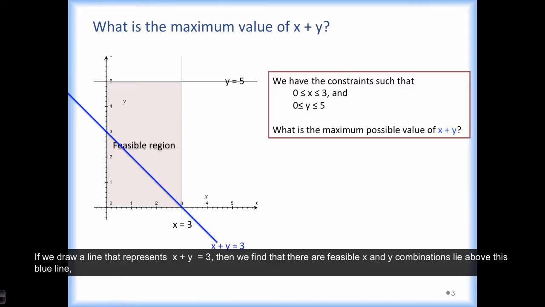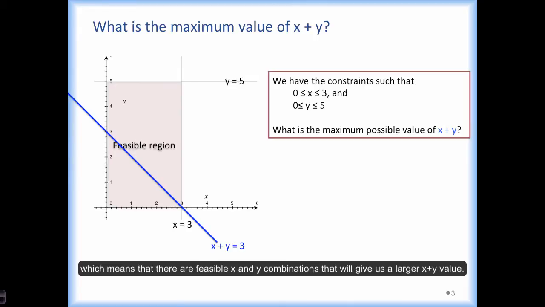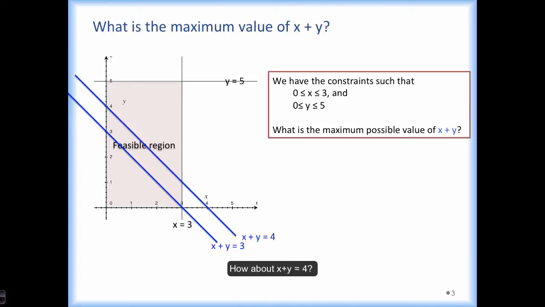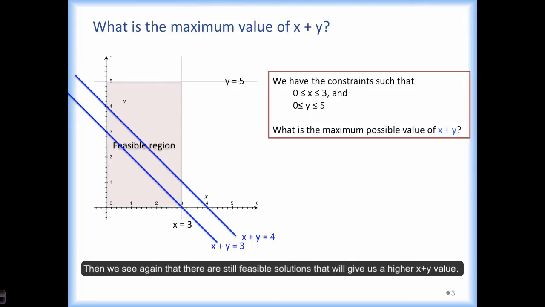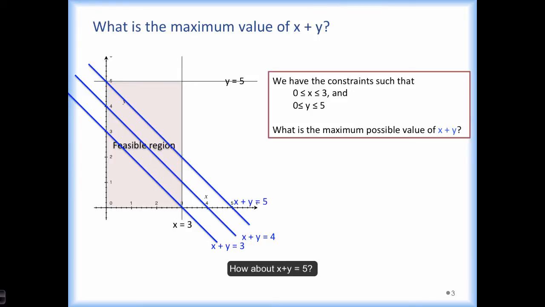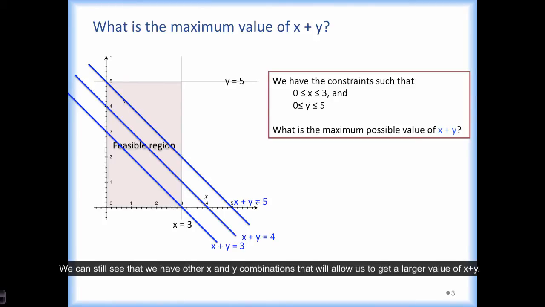If we draw a line that represents x plus y equal to 3, then we find that there are feasible x and y combinations above this blue line. This means that there are feasible x and y combinations that will give us a larger x plus y value. So how about x plus y equal to 4? Then we see again that there are still feasible solutions that will give us a higher x plus y value. How about x plus y equal to 5? We can still see that we have other x and y combinations that will allow us to get a larger value of x plus y.